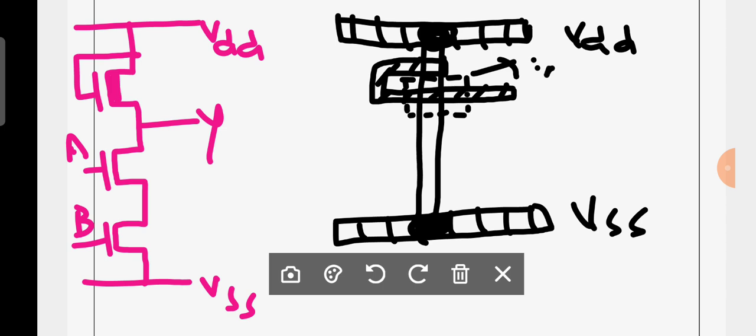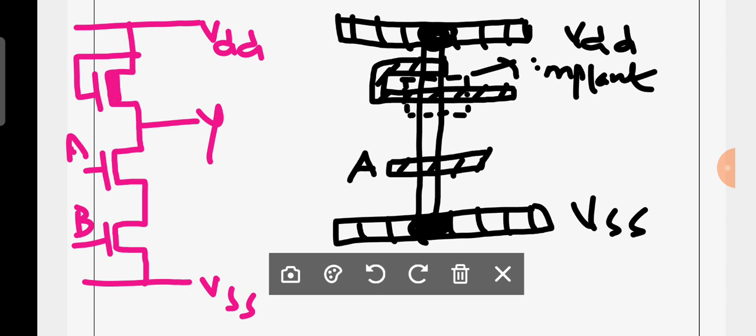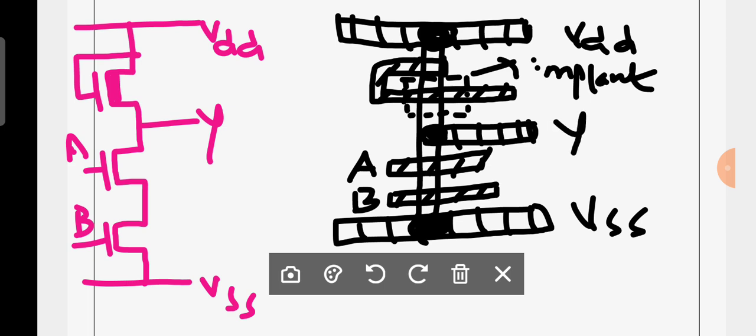This is an implant. And how many transistors are required here? 2 transistors. This is one transistor, let us consider it is A, and this is another transistor, let us consider it is B, and you require an output here, you require a metal, therefore I have taken the contact, and you may call it Y. That's it, guys. This is the 2 input NAND gate stick diagram using NMOS.